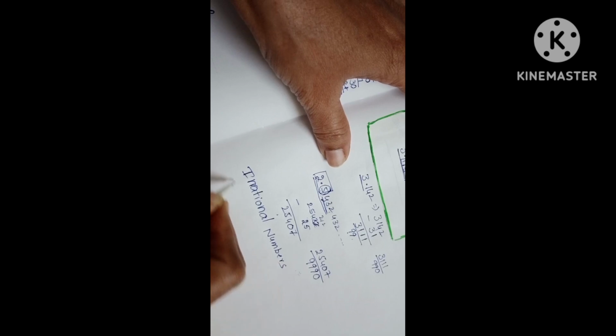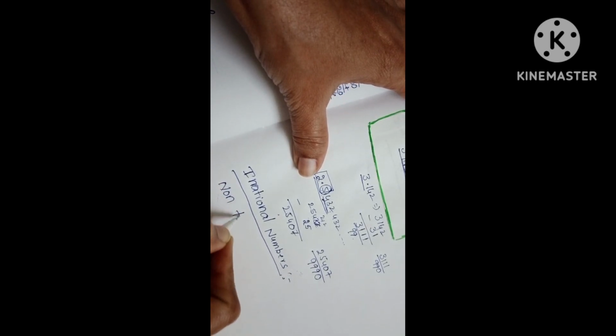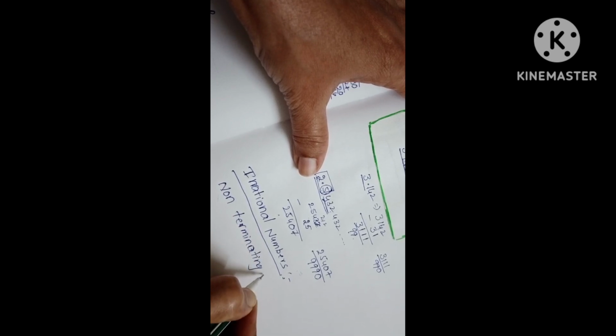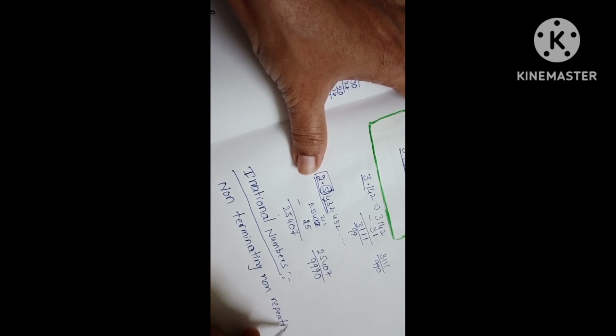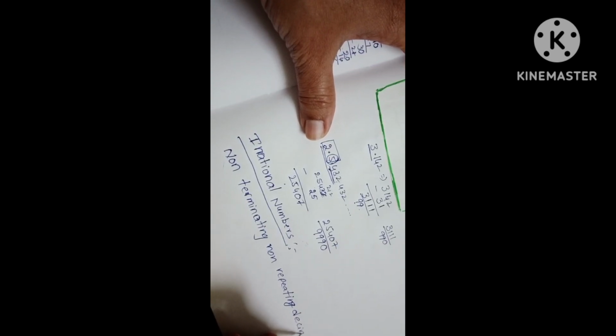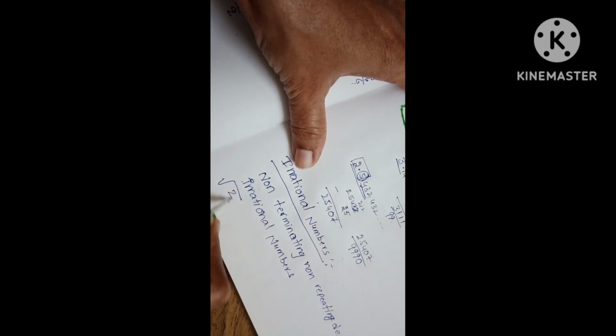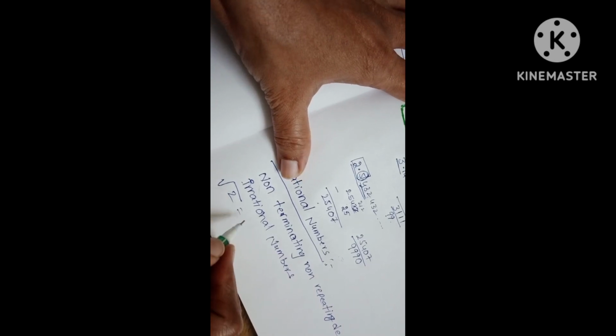What is the decimal expansion of irrational numbers? Non-terminating, non-repeating decimals are irrational numbers. Let us take root 2 as an example.